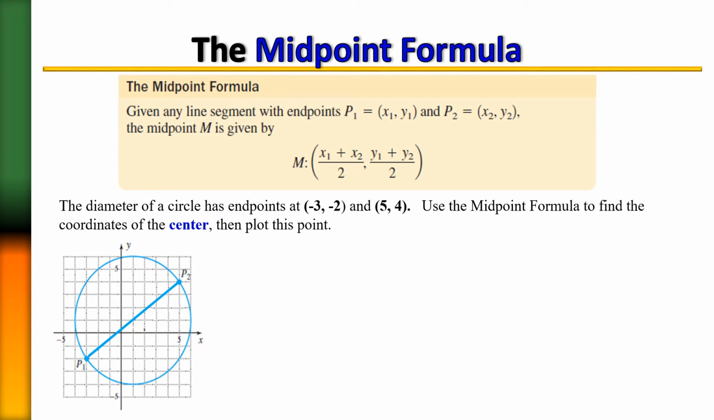So the formula is, to find the x coordinate of the midpoint, you would add x sub 1 and x sub 2, meaning the number in x's place of the first endpoint and the number in x's place of your second endpoint, and then divide by 2.